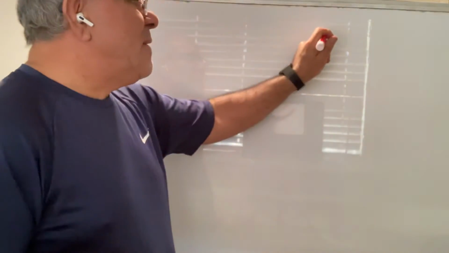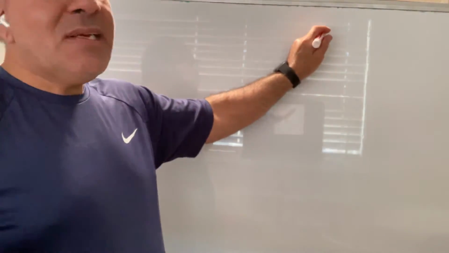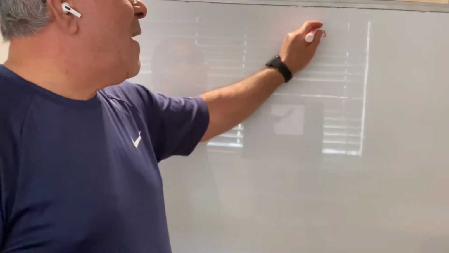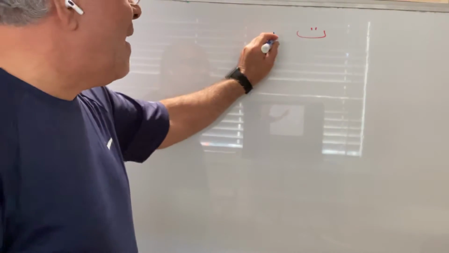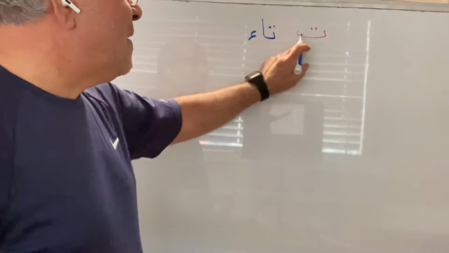Today we will be talking about the ta marbuta. We will be discussing what the ta marbuta is, how we use it in Arabic grammar, how we write it, and how we pronounce it. And let's go. Now, the ta marbuta actually comes from the regular letter ta, the third letter in the Arabic alphabet. And we call it ta, which is the name of this letter.